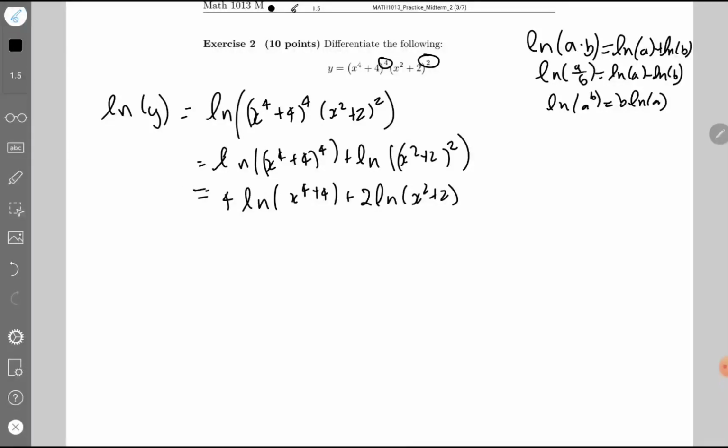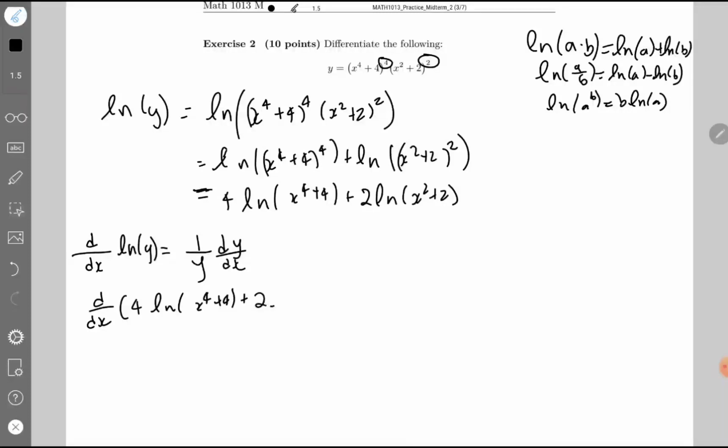I'm stuck here, so now I'm going to take the derivative. Let's take the derivative of both sides with respect to x. The left side is equal to the derivative of y, or rather the derivative of ln y with respect to x, because y is a function of x, right? And on the right-hand side, I have the derivative of 4 natural log of x^4 plus 4, plus 2 ln of x^2 plus 2.